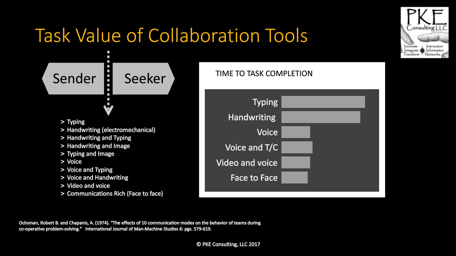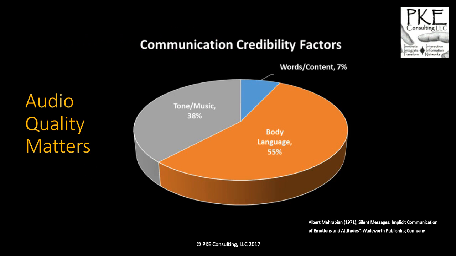Another very important study about communication and collaboration is some work that was done many, many years ago about how people communicate. What that actually developed was this concept that words and content are only about 7% of the value of communication. It turns out body language and visual perception is over 50%. This is why video has become so popular.